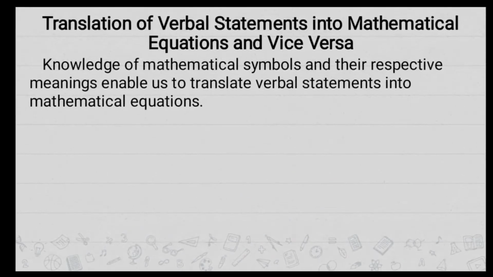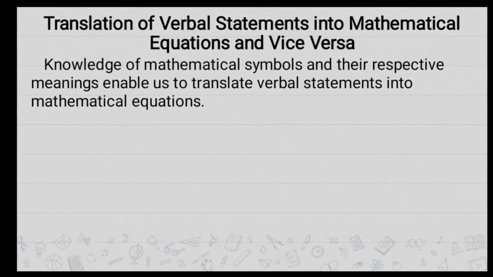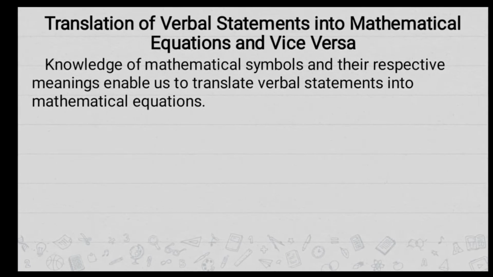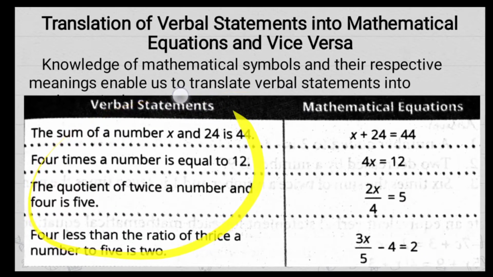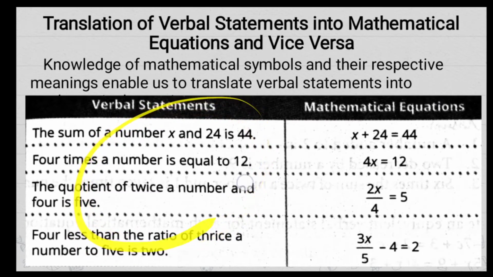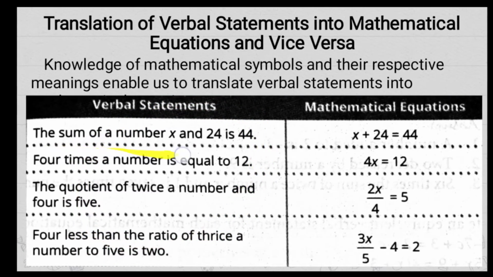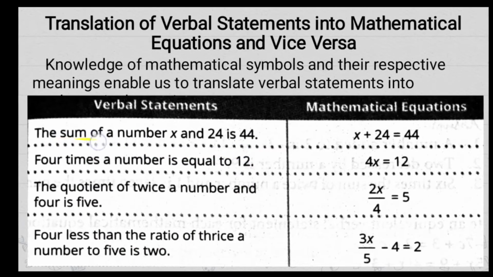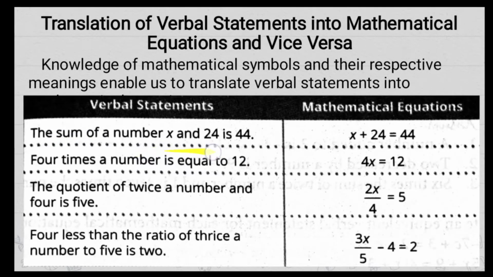Knowledge of mathematical symbols and their respective meanings enables us to translate verbal statements into mathematical equations. Let's see the translation of these verbal statements to mathematical equations. The sum of a number x and 24 is 44. The sum means addition of a number x and 24, that is x plus 24. "Is" means equal, 44. So x plus 24 is equal to 44.